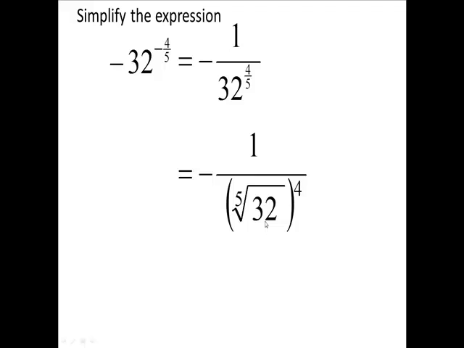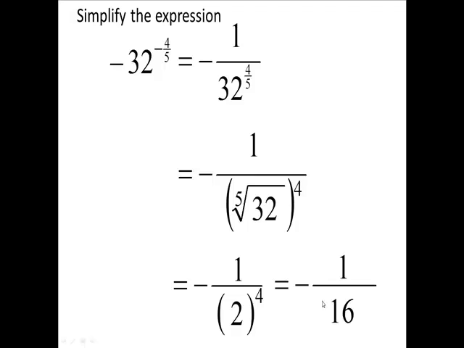Now the 5th root of 32, you have 2 times 2 times 2 times 2 times 2 is 32, so this turns into a 2. So in place of the 5th root of 32, you're going to put a 2. And then you're going to have 2 times 2 is 4, times 2 is 8, times 2 is 16. What's tricky about this a little bit is this negative stayed negative all the way through here because the negative 4/5 up here only applied to the 32.